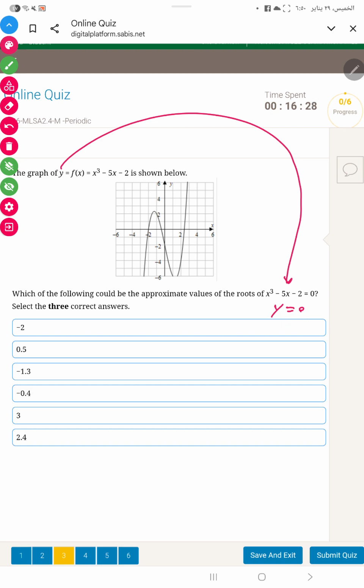Now y equals 0, where is it? y equals 0 is the x-axis here. This is y equals 0. Because here you have y equal 2, y equal 1, so this is y equals 0. Now where the graph meets the line y equals 0, it meets it here, and here, and here in 3 positions. So you can see minus 2, and minus 0.4, and 2.4. These are the 3 correct options.